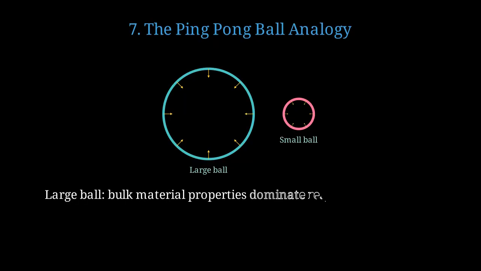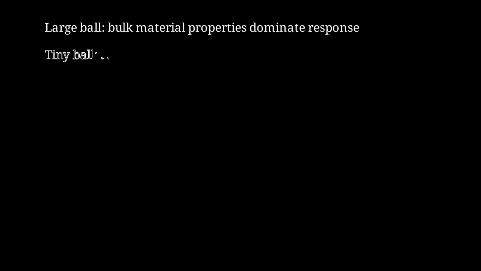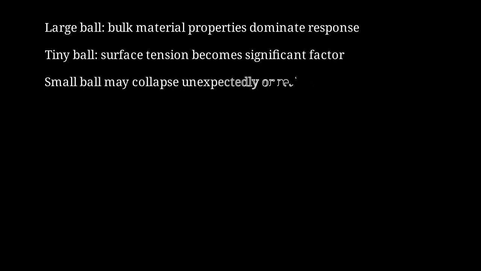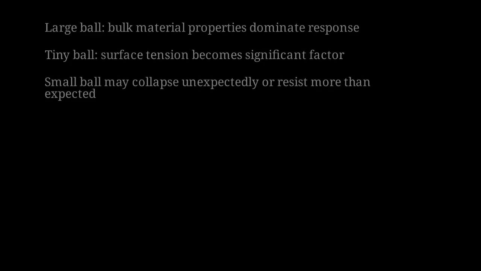For the large ball, the bulk material properties of the plastic dominate its mechanical response. For the tiny ball, surface tension becomes a significant additional factor that stiffens the structure. The small ball might either collapse at unexpected pressures or resist deformation more than you'd predict from scaling laws alone.